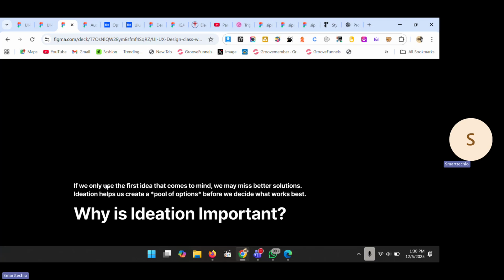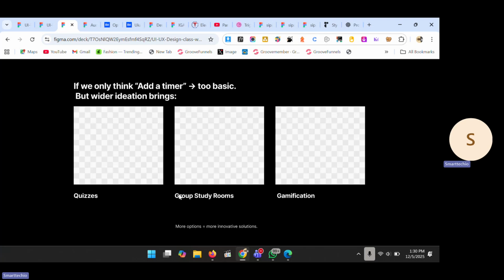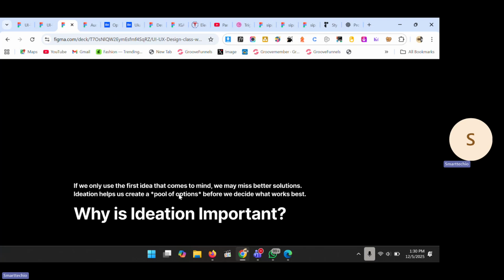So if you only use the first idea that comes to mind to solve the problem, we miss a better solution. Because ideation helps us create a pool of options, and we have a lot of options on the table. Then we now take our time to go deep one by one on those options before we decide which one works best. That's going to be a solution to the problem our user is having. So why is ideation important? It's important because we're able to have a decision on what works best for the app.